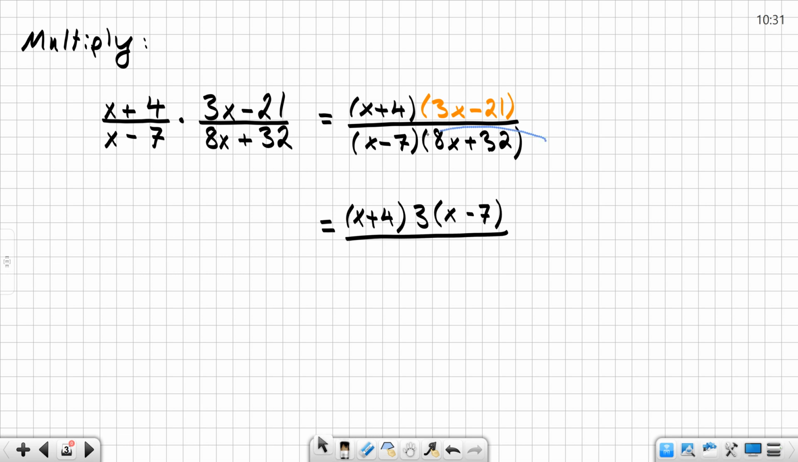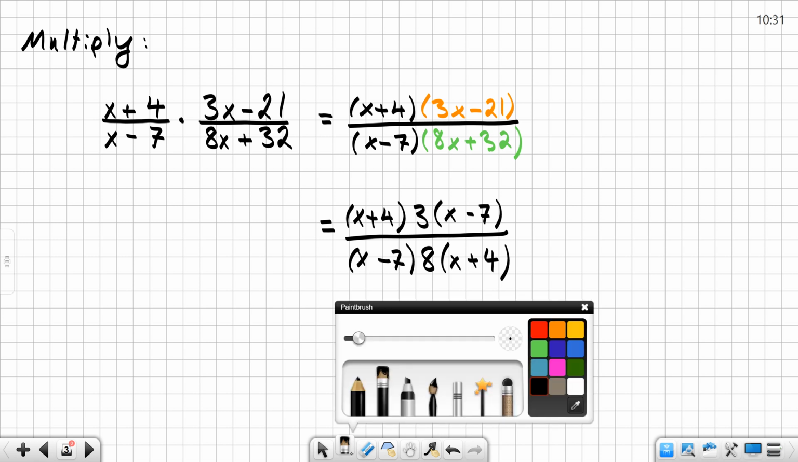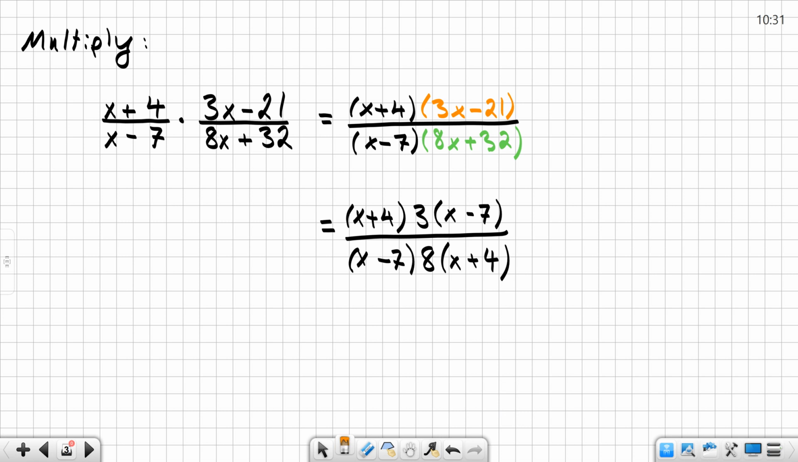I'm going to do the same thing with this one right here. This also can be factored. 8x plus 32. There is a common factor of 8 hiding in both terms. If I take the 8 out of 8x, I'm left with an x. And if I take it out of 32, I'm left with 4.